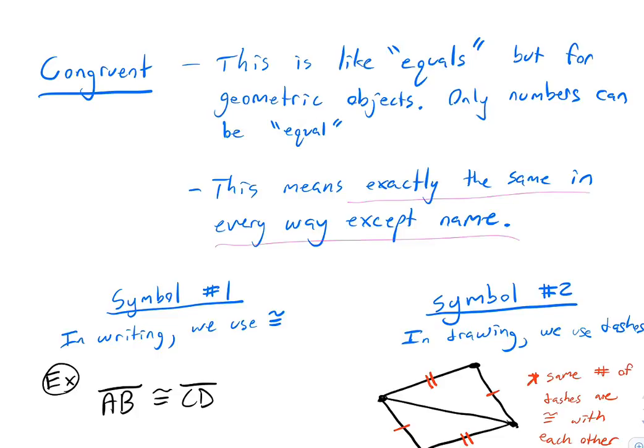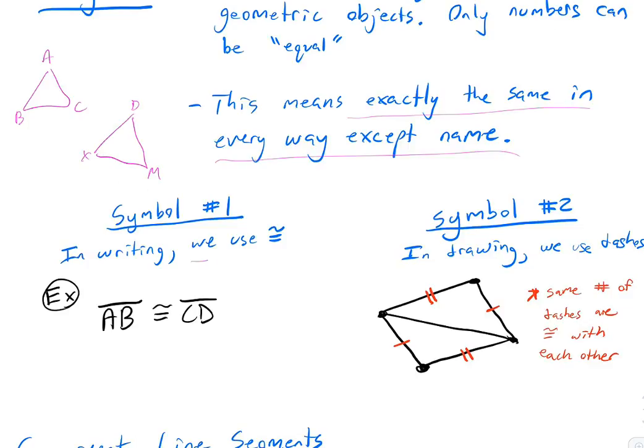So I could rename this triangle from ABC, right? I could have a triangle ABC, and I could pick up that triangle, move it over, flip it around, turn it over, but without changing the triangle at all, I could put it somewhere else and rename it to DXM. But other than the name, if every single thing you could possibly measure about it is exactly the same, we say those two things are congruent. Okay, in writing, we use this symbol. So I could say line segment AB is exactly the same as line segment CD, except for their names.